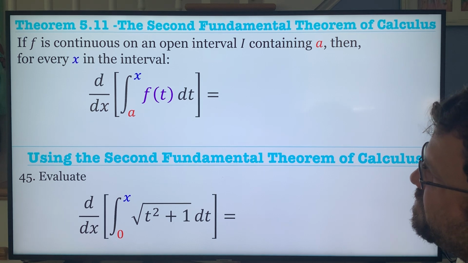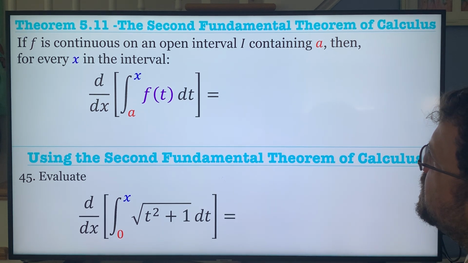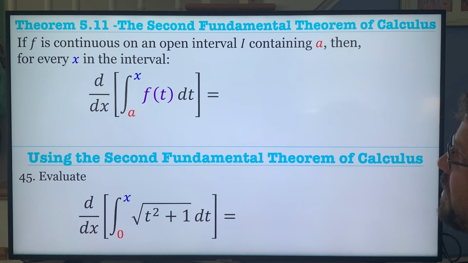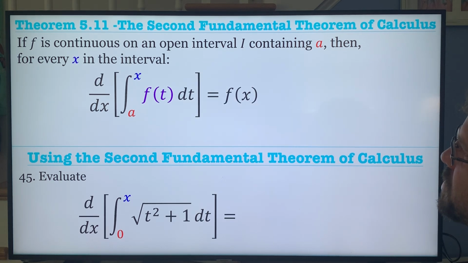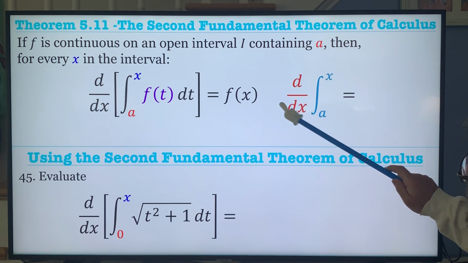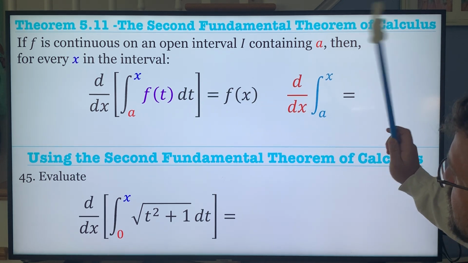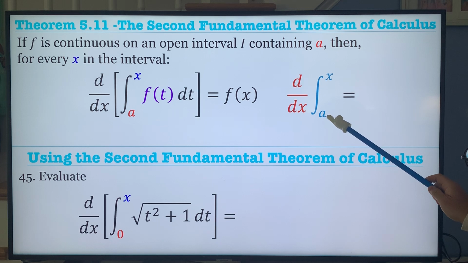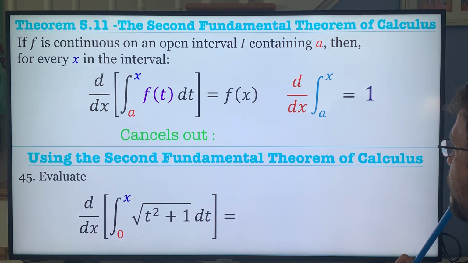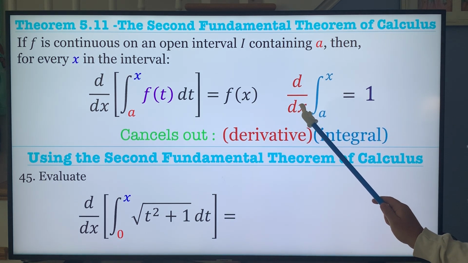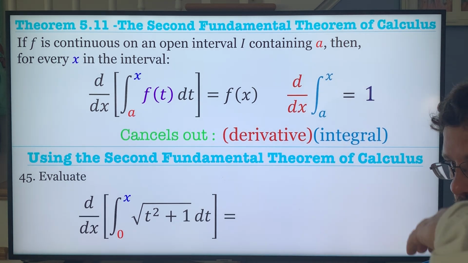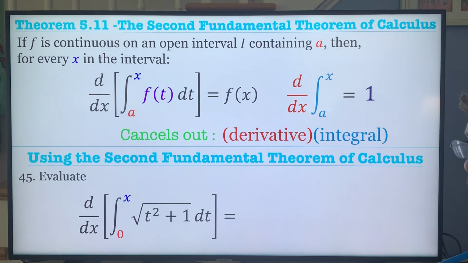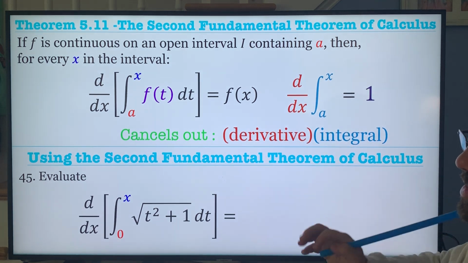That's the quick little second theorem. It's not too bad. If f is continuous on an open interval I containing a, then for every x on the interval, you set up your integration, and your answer here is going to be f of x. So the derivative of the integral from a to x equals f of x. That's weird. Why would it do that? Because everything cancels out. When you take a derivative and an integral and put them together, it's almost like when you divide 2 by 2, or multiply 3 by 1/3. Derivatives and integrals just cancel each other out.